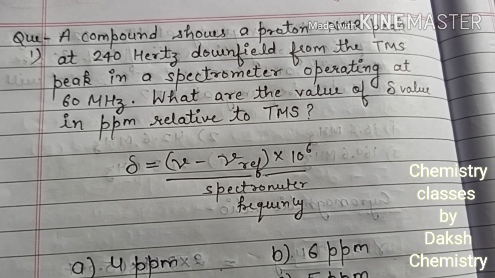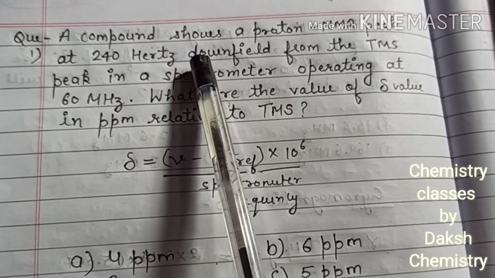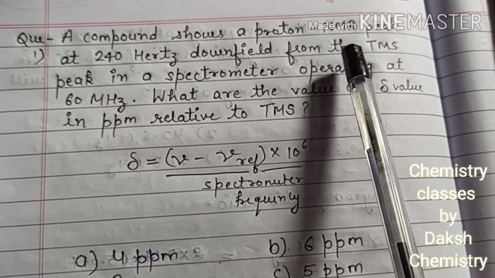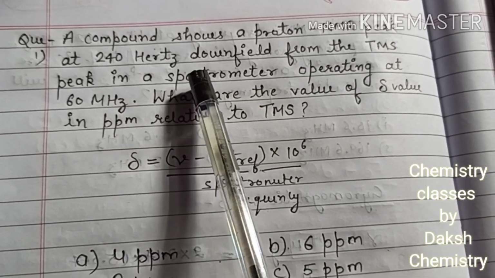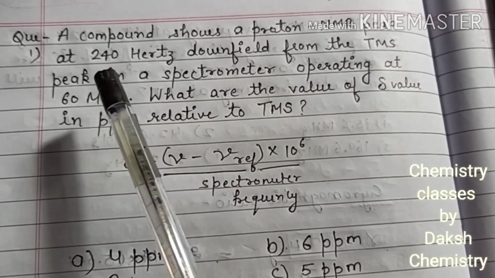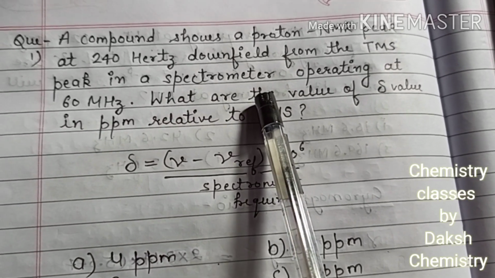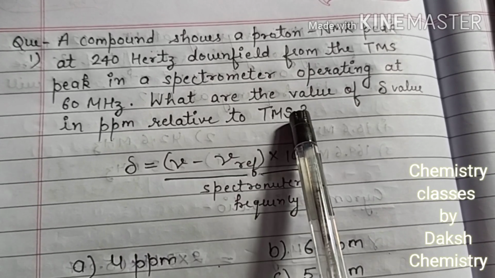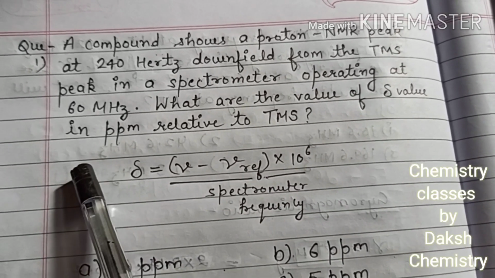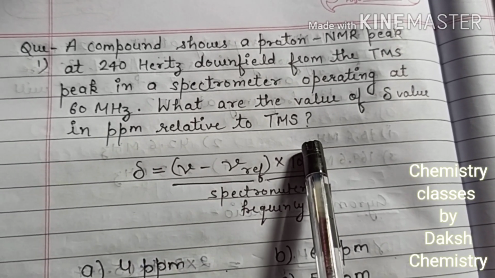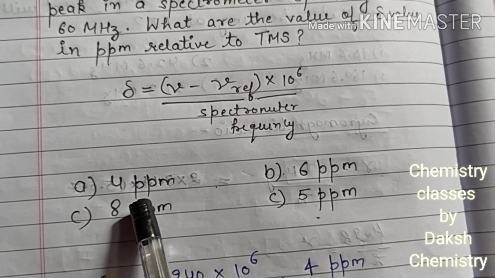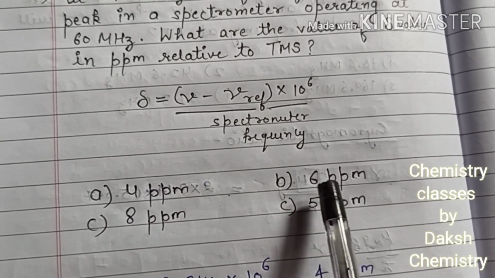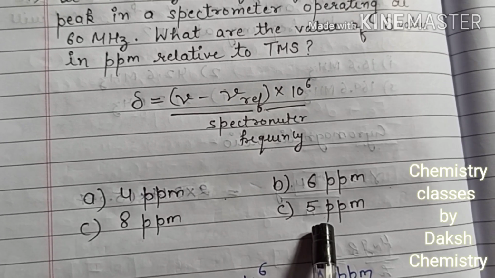Let's start. Our first question is: a compound shows a proton NMR peak at 240 Hz downfield from the TMS peak in a spectrometer operating at 60 MHz. What is the delta value in ppm relative to TMS? The given options are 4 ppm, 6 ppm, 8 ppm and 5 ppm.